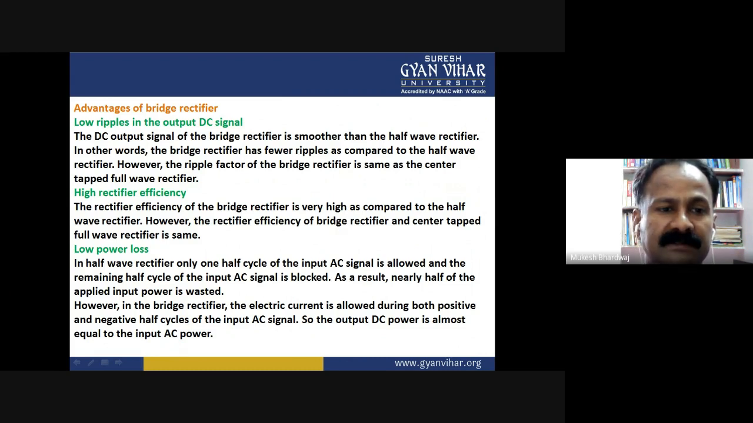Low power loss. In a half wave rectifier, only one half cycle of the input AC signal is allowed and the remaining half cycle is blocked. As a result, nearly half of the applied input power is wasted. However, in the bridge rectifier, the electric current is allowed during both positive and negative half cycles of the input AC signal. So the output DC power is almost equal to the input AC power.